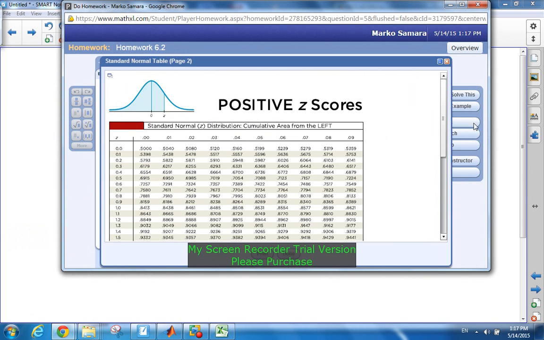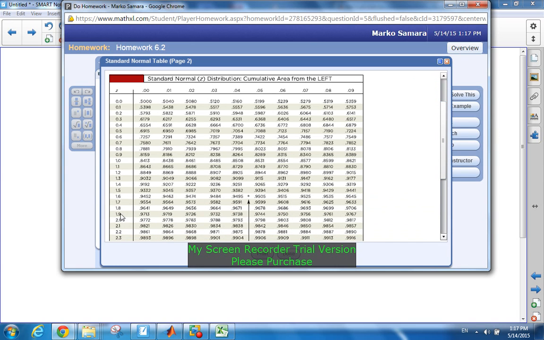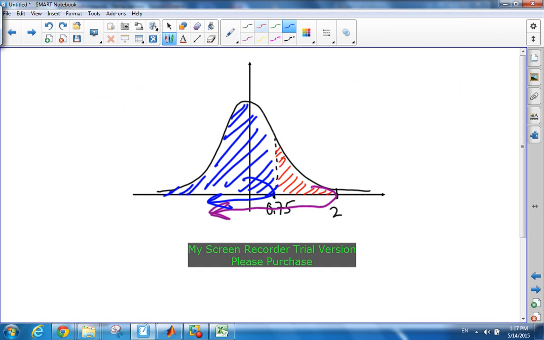So for positive scores, value 2, that means 2.00. So 2.0 and the column 0.00, so that's 0.9772. So the probability is 0.9772. That's blue plus red, and then we need to subtract the blue area.